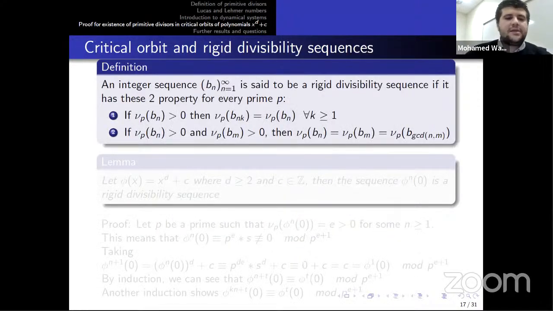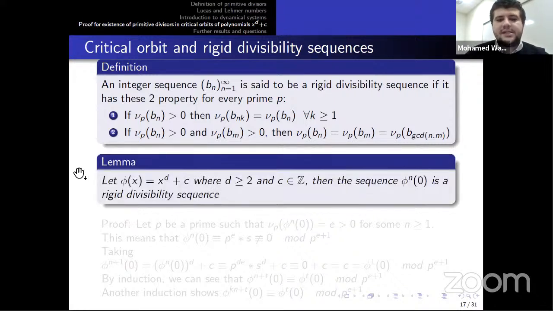Now, another definition. We define a rigid divisibility sequence. If we take an integer sequence, Bn, and for any prime P, this sequence has two properties. If the valuation of Bn with respect to P is greater than 0, then the valuation of Bnk is equal to the valuation of Bn. So any multiple index will have the same valuation. And if two elements have valuation greater than 0, then they have the same valuation, and it is equal also to the valuation of the element with index being the GCD of the two indices.